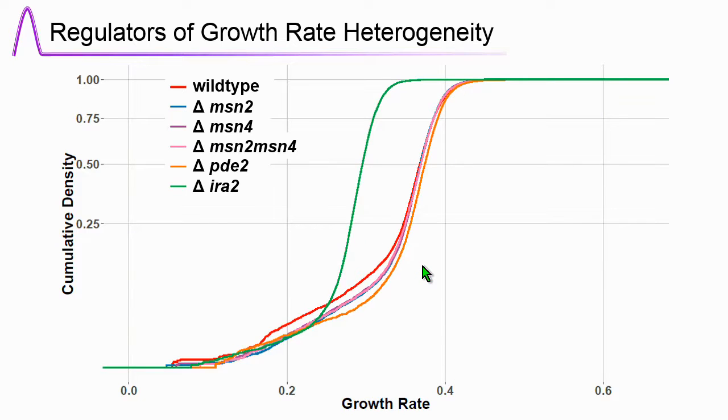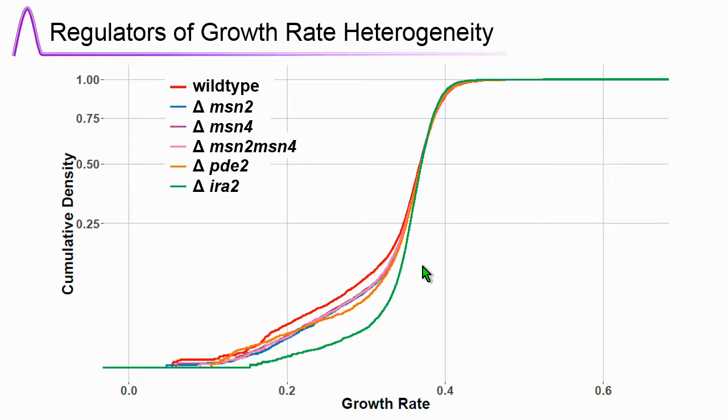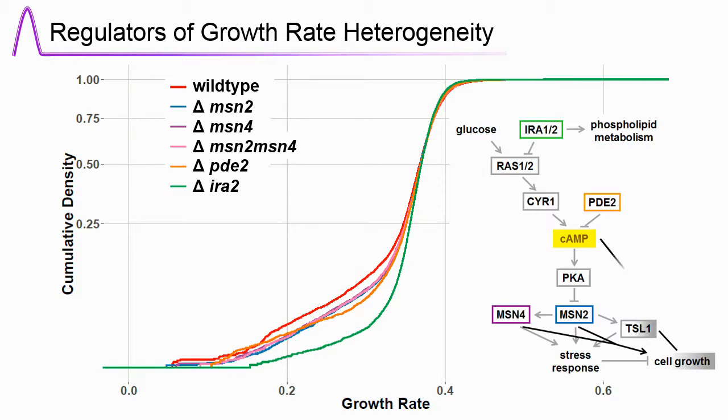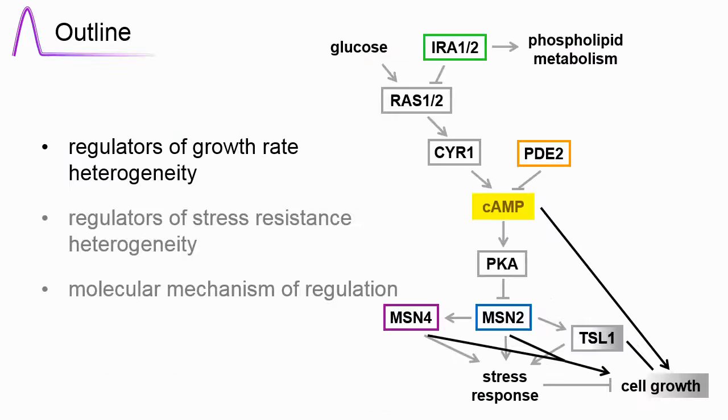So if we just ignore the shift of the mean and focus on the shape, we will see that both the PDE2 and IRA2 mutants cause even more significant reduction of the tail part compared to MSN2 and MSN4. This suggests to me that cyclic AMP definitely has a role in regulating the cell growth heterogeneity, but probably it's not solely through MSN2 and MSN4. Okay, so let's move to the second part, the heterogeneity of stress resistance.